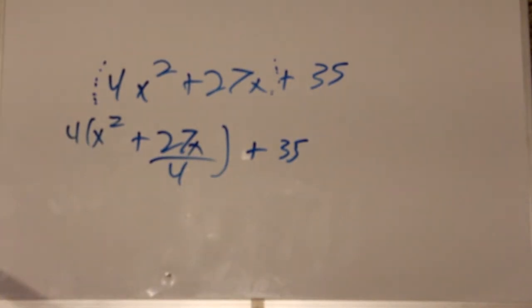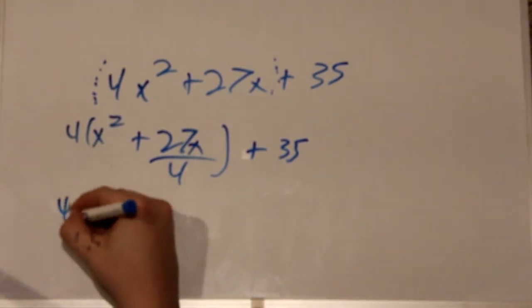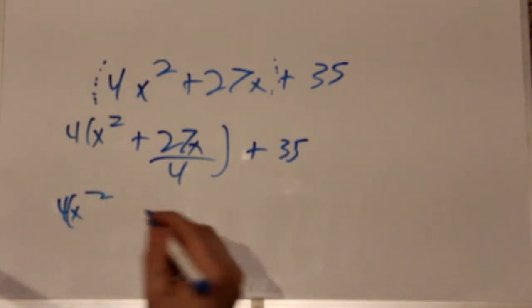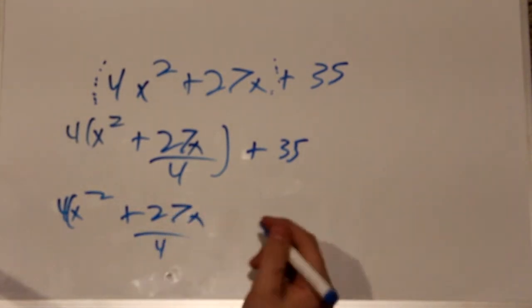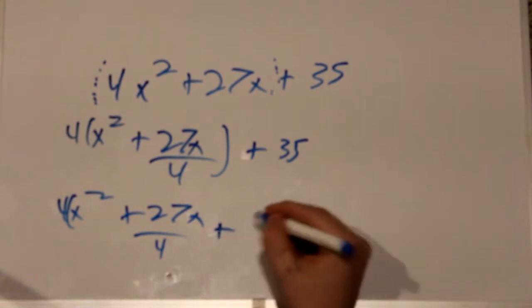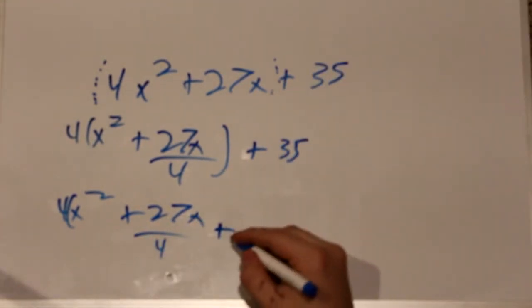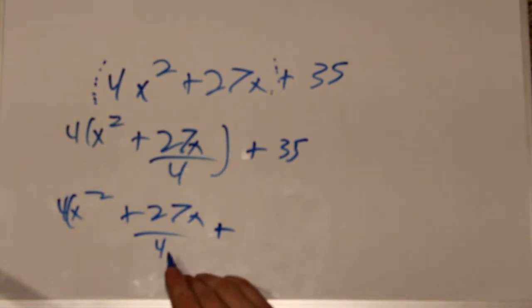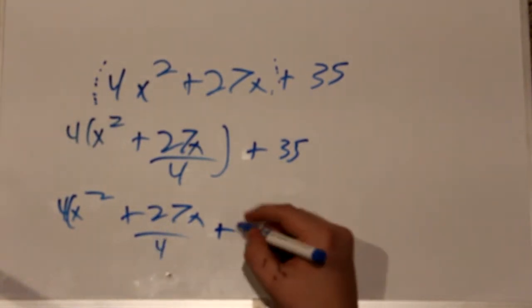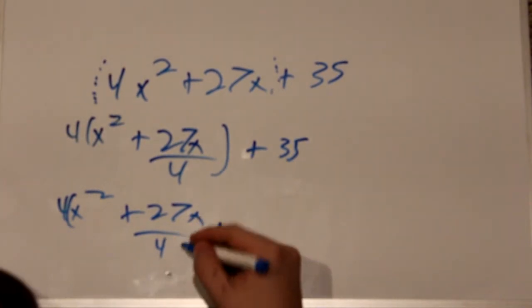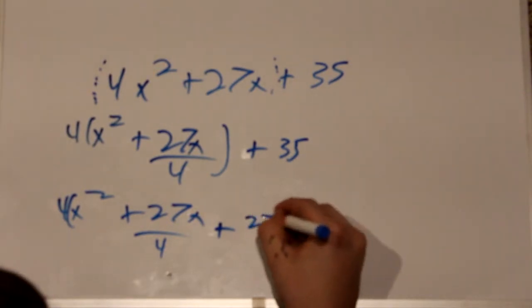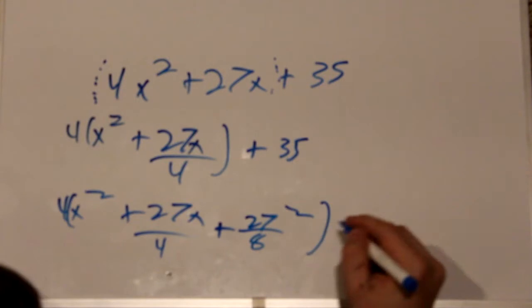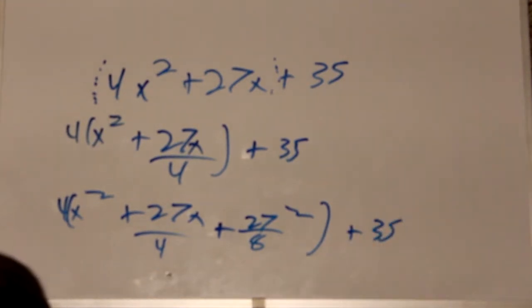So now we're going to do something that we did fairly early on in the video. We're going to complete the square. So we're going to take half of this, so 4 times x squared plus 27x over 4. And then we're going to add, and notice I have not closed the parentheses yet, half of this squared. An easy way to halve it is to double the denominator. So plus 27 over 8 squared, plus good old 35.